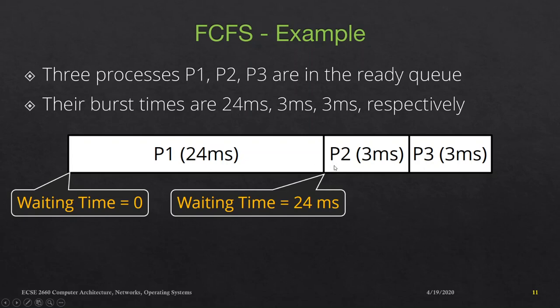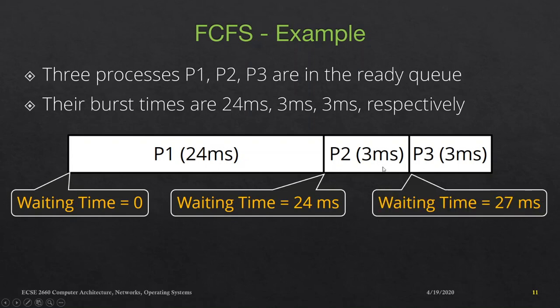Then because P2 came next, P2 is going to get the CPU allocated to it. But it had to wait for 24 milliseconds to get that. So the waiting time for process P2 is 24 milliseconds. It is going to run for 3 milliseconds without any interruptions, and then P3, because it came last, is going to start after waiting for 27 milliseconds and is going to run for 3 milliseconds again.